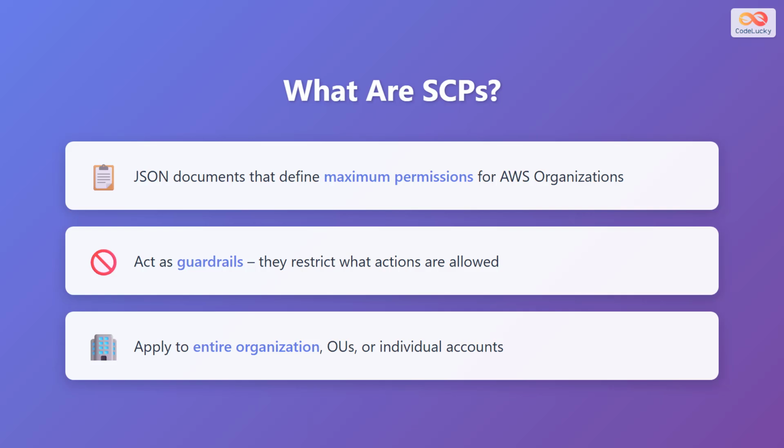SCPs are JSON documents that define the maximum permissions allowed within your AWS organizations. Think of them as guardrails that restrict what actions can be performed. They don't grant permissions, they only limit them. You can apply SCPs to your entire organization, to specific organizational units, or to individual accounts.